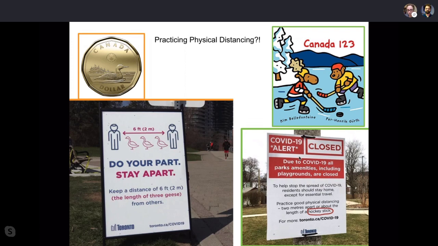So you have to use concepts that people are familiar with, and we Canadians are very familiar with our loon. You can see it's all on our coins. So three geese apart is a very clear explanation. I can clearly imagine what that means. And similarly, the hockey stick: every kid in Toronto and Canada has a hockey stick at home. So that's a very clear measuring unit for us here.